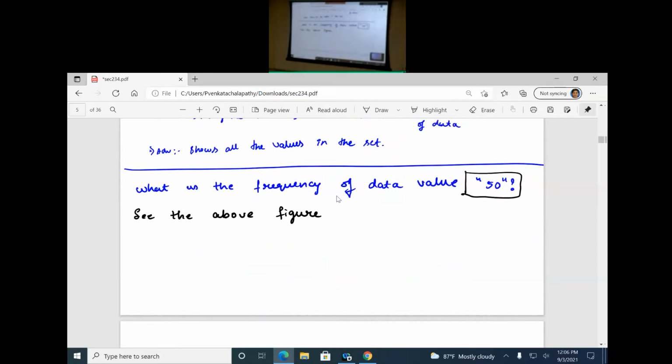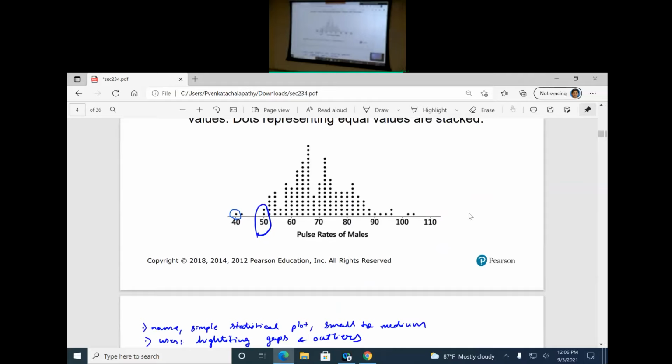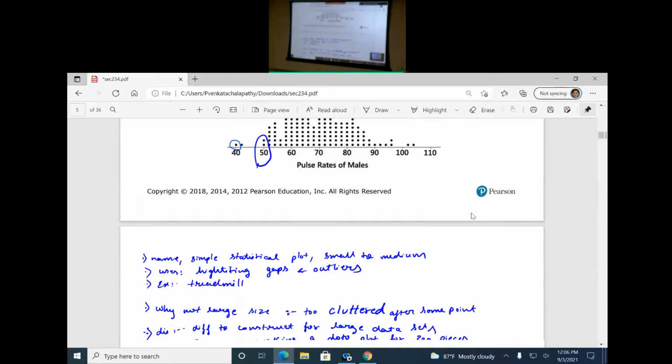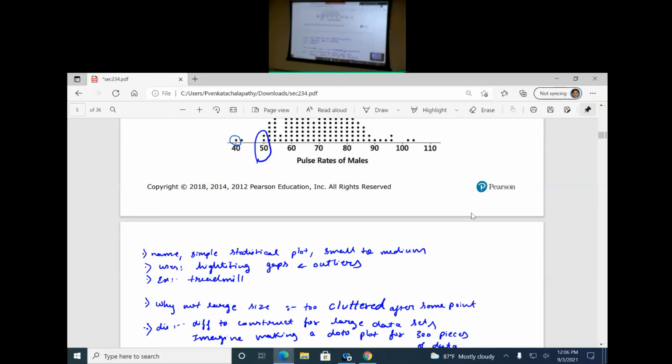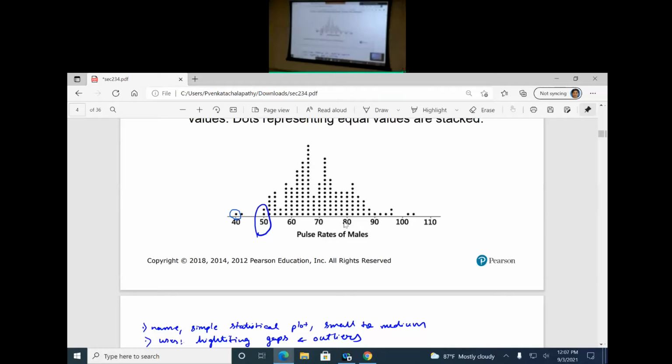Now, answer this. What is the frequency number of data value 50? Yes, it is 2. What about 110? 0. And what about 100? 0. So this is how we count the frequency number for the dot plot. So as you can see here, if I ask you what is the dot plot or the frequency number of 71 here, this line after 70, it's hard to count the numbers. So that's the main disadvantage of this plot. Okay.